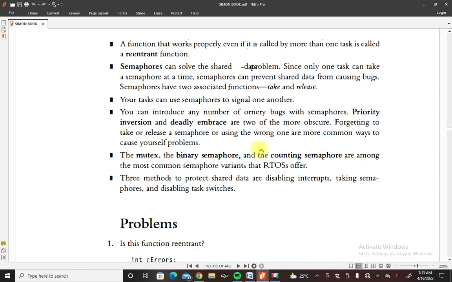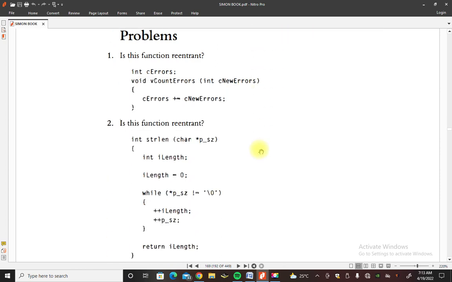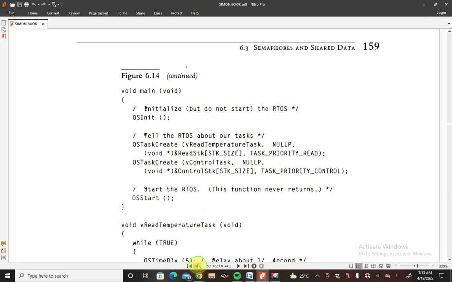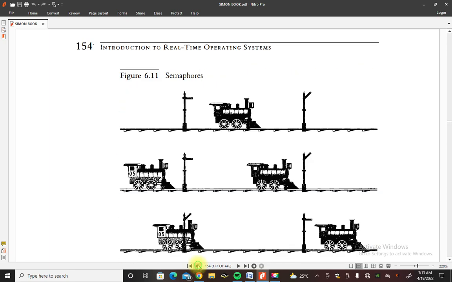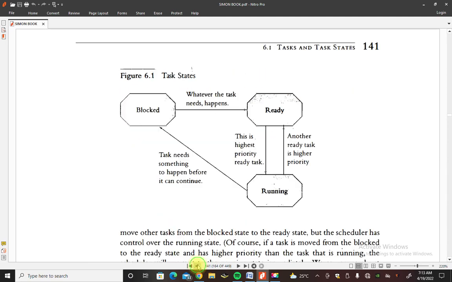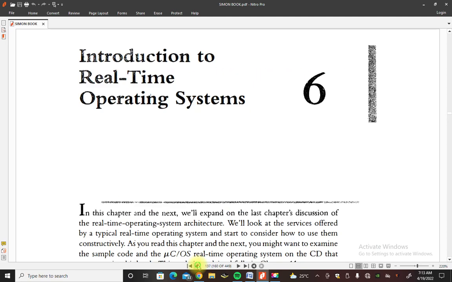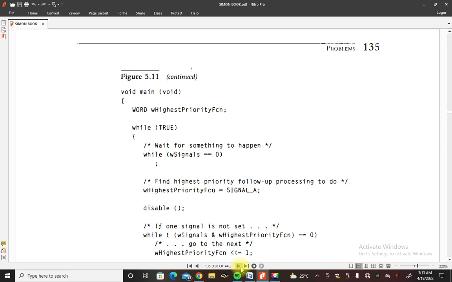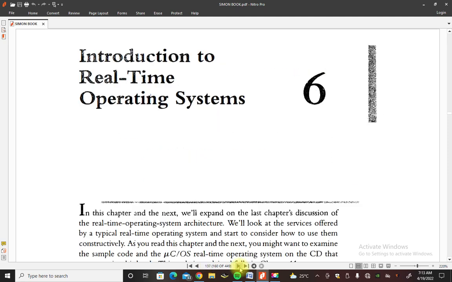Okay, so this completes our sixth chapter, where tasks and data, task states, shared data problem, and how semaphores prevent the shared data problem are all being refreshed. So the sixth chapter, which is Introduction to Real-Time Operating System, is being summarized and discussed in this presentation.